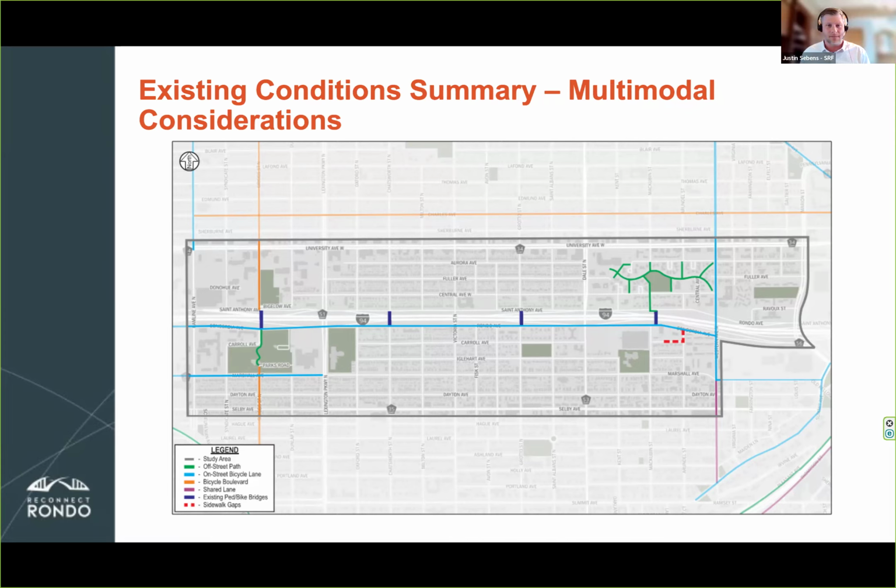Do we have sidewalk gaps? Where are our trails? Where are our bike lanes? One thing I just want to note on here, I know it's a little hard to see, but there is a dashed red line kind of in the bottom right-hand corner of our study area. That is a sidewalk gap. So that's a location where we currently don't have any kind of ped or bike facilities in that area.